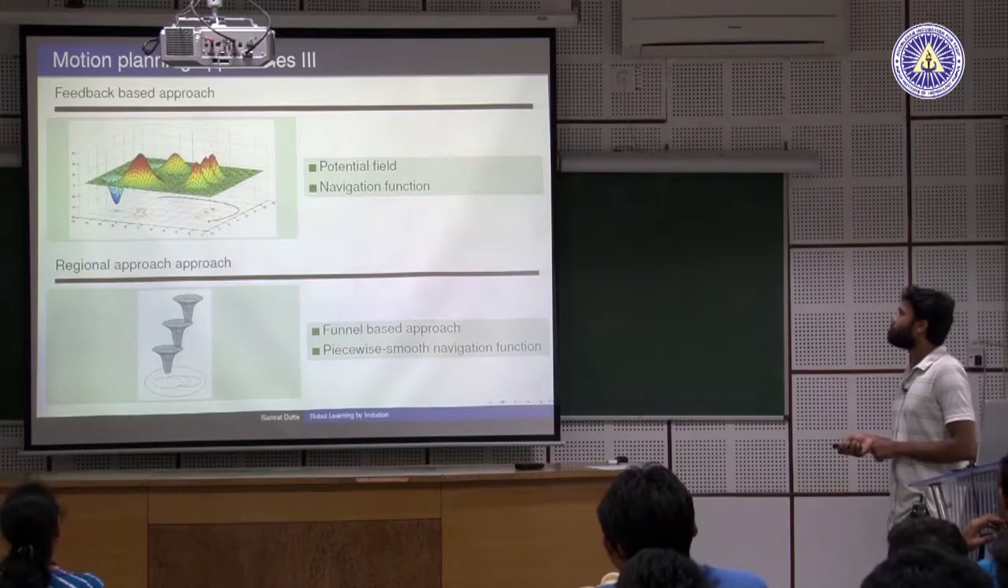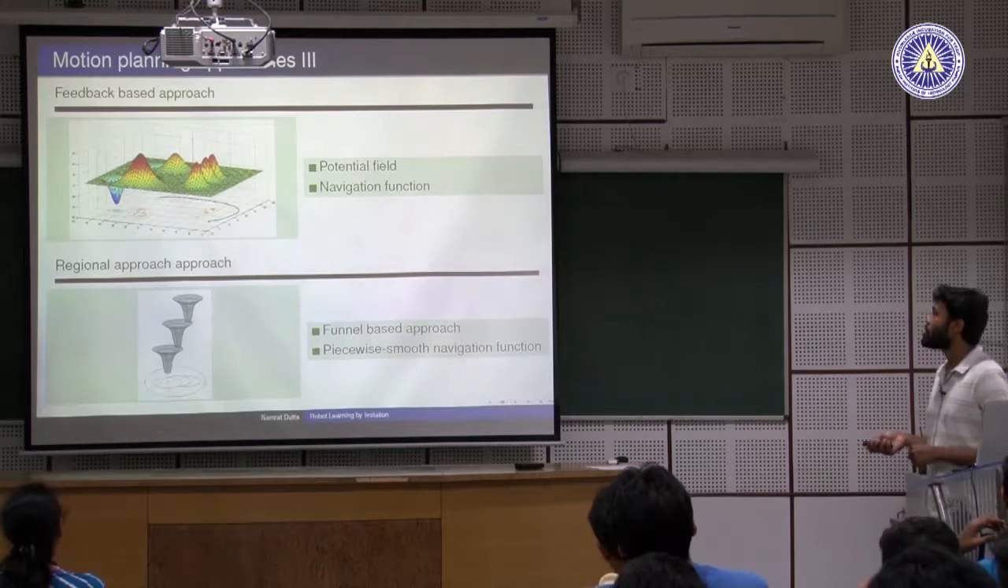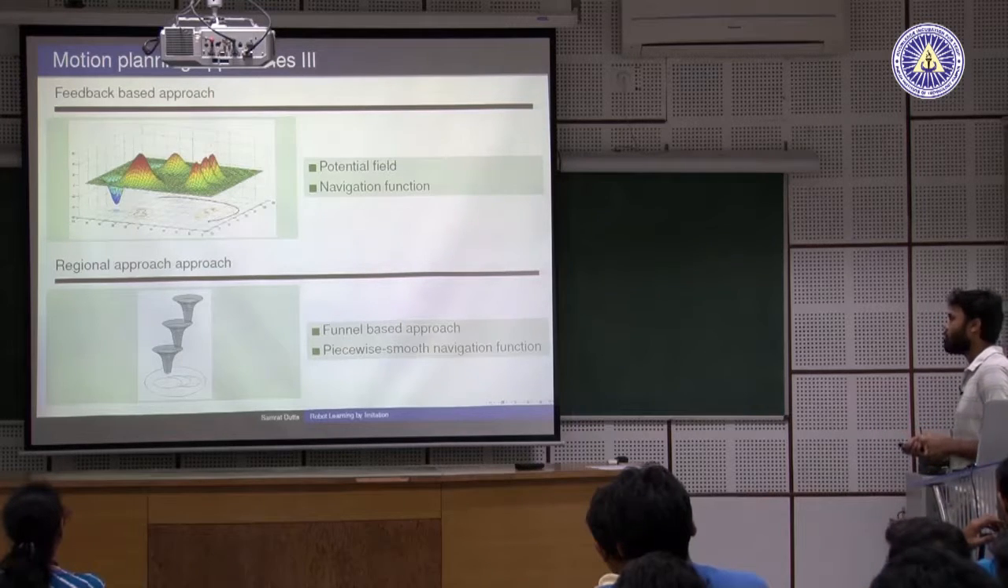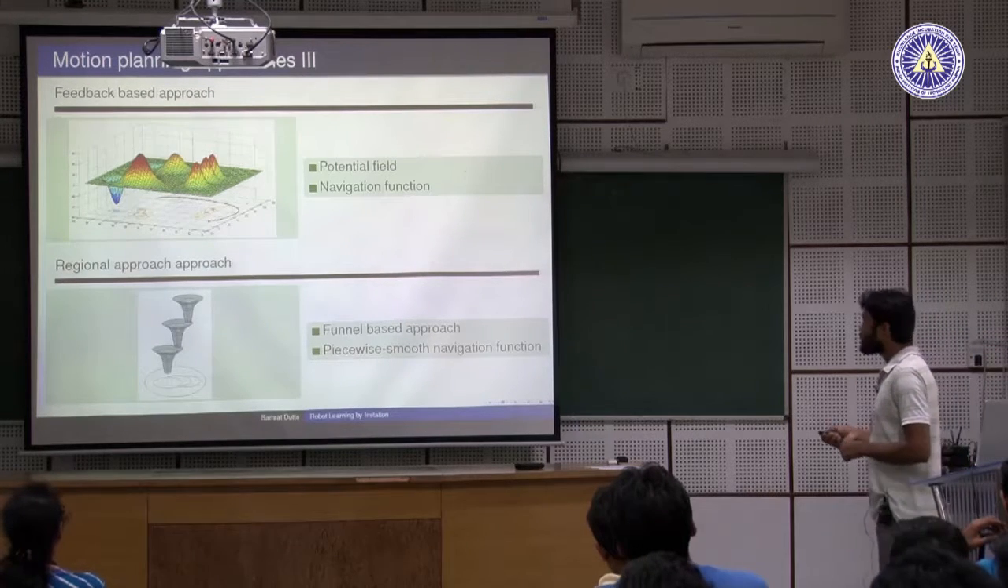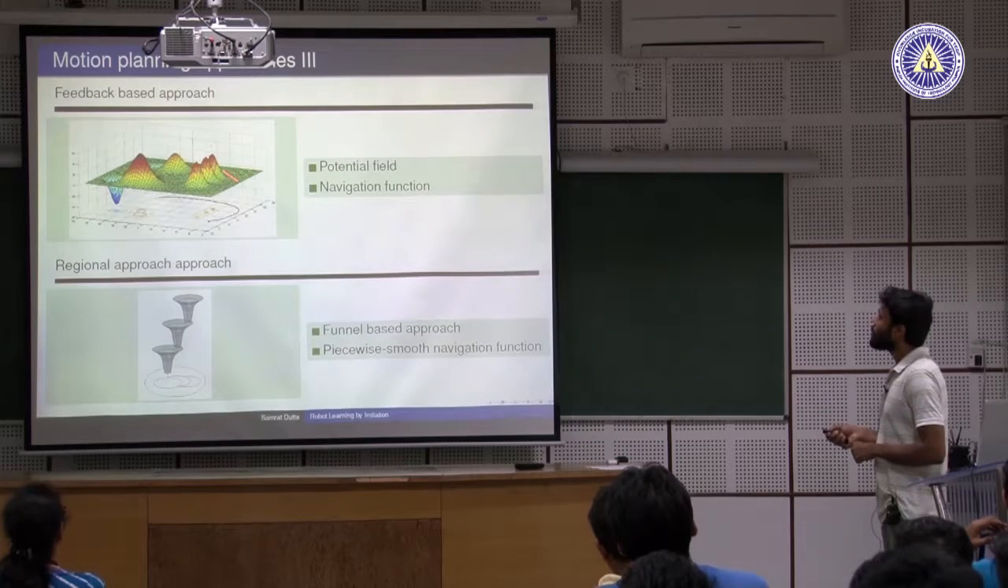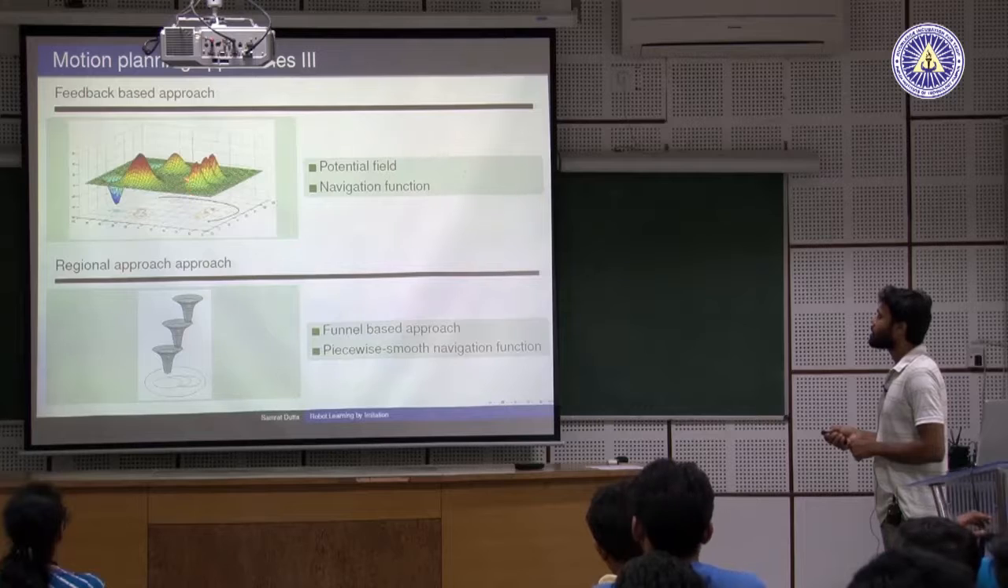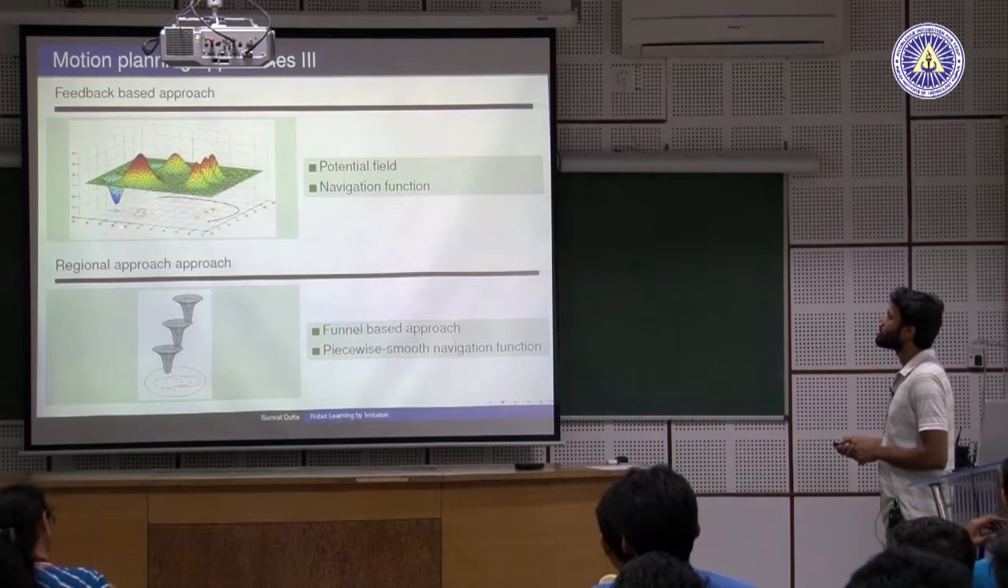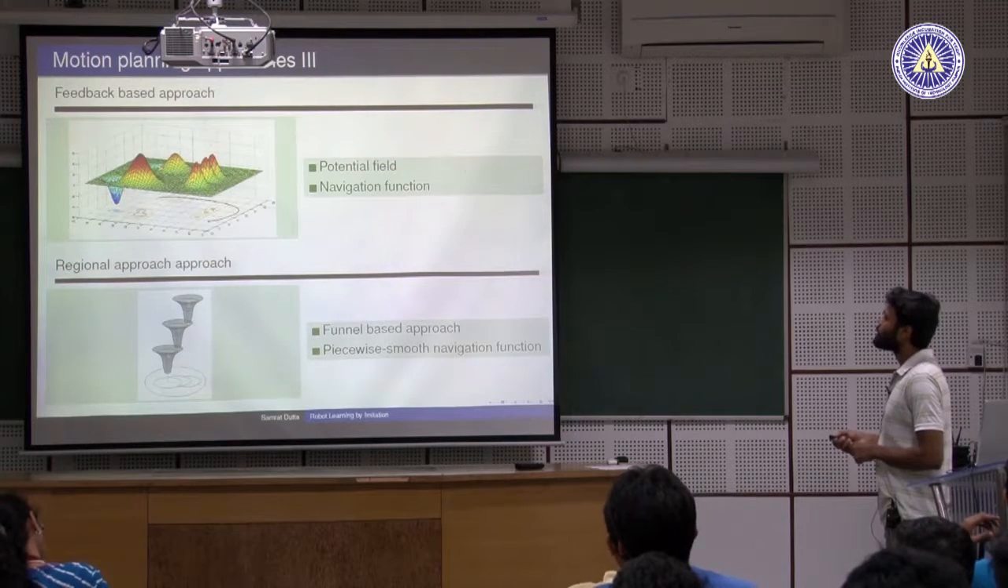Then come feedback-based approaches, where the potential field was very popular. This is a workspace, a 3D workspace, and it is represented as a potential field function, where suppose this is your goal, and this is an attractor here, and these are repellers.